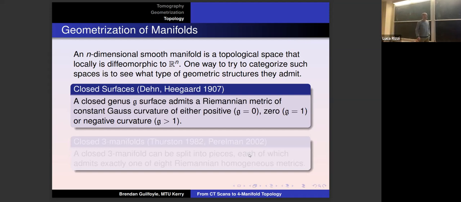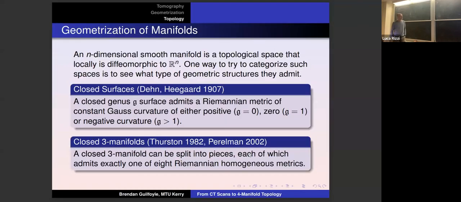So again, for a closed genus g surface with a Riemannian metric, you impose geometry on it, and you find that only one type of nice geometry fits each individual topology, or at least in big groups. For genus greater than 1 you have to have negative curvature. So then you go on to what happens in 3-manifolds. Well, this is much more recent, obviously, more or less with Perelman in 2002. Here you have closed 3-manifolds, which can be split into pieces, each of which admits exactly one of these 8 Riemannian homogeneous metrics.